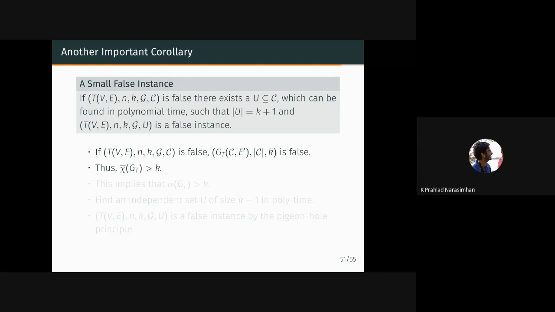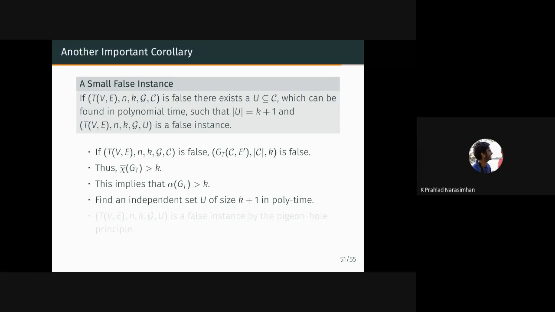Since the clique cover number of a chordal graph is the same as the independence number of a chordal graph, the independence number of GT is greater than K. Therefore, the maximum size independent set of GT is at least K plus 1. Which is the same as saying that I can find an independent set of size K plus 1 in GT, right?